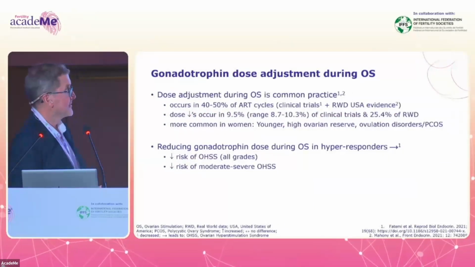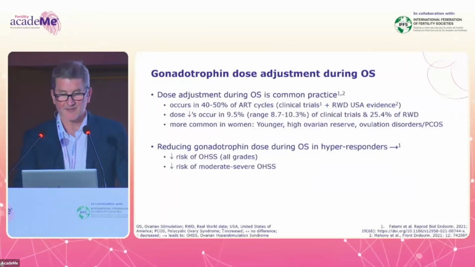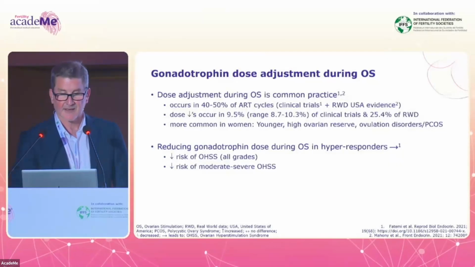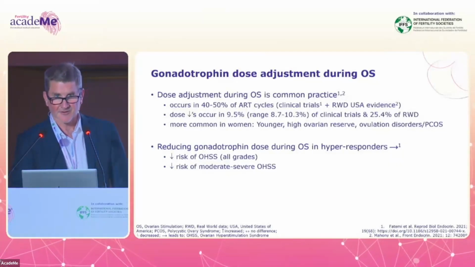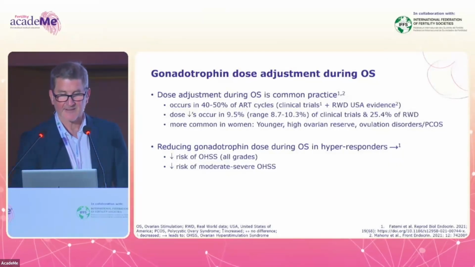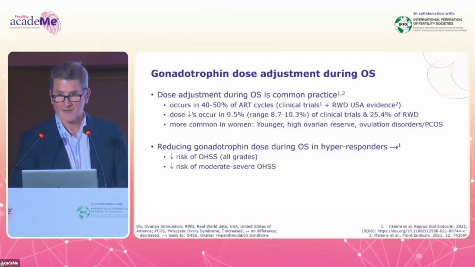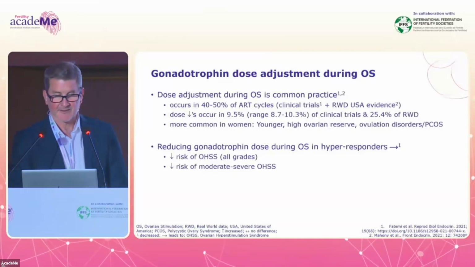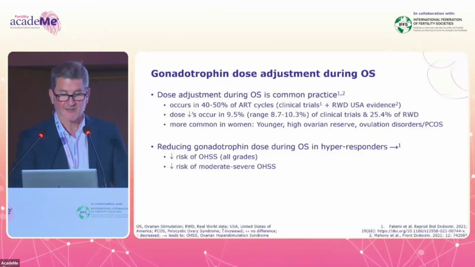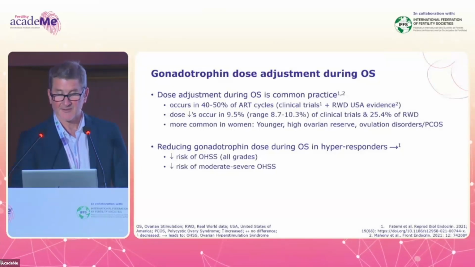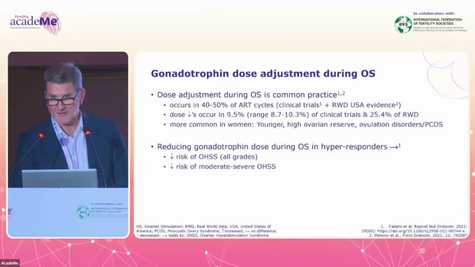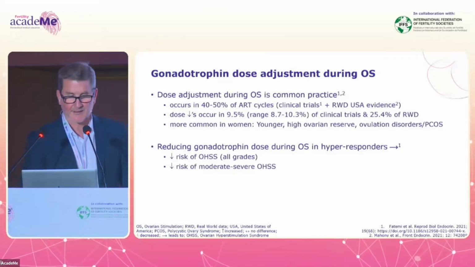How about gonadotropin dose adjustment during ovarian stimulation? Well, dose adjustment is common practice. It occurs in 40 to 50% of ART cycles, in both clinical trials and real-world USA evidence. Dose reductions occur in about 9.5% of clinical trials and about 25%, or a quarter, of real-world data.